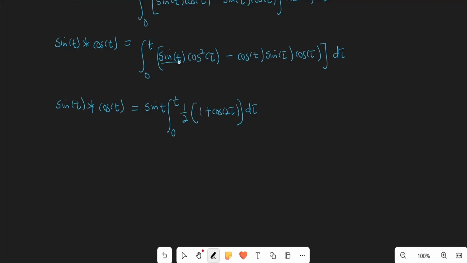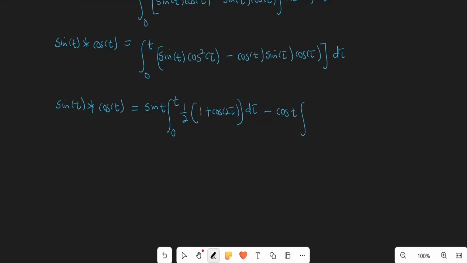So this one is a constant which is here, and now cosine square of tau from the double angle identity can be written as this. Nothing special here. And now minus the next integral, which one is a constant here. So cosine of t is a constant here because it has nothing to do with tau. So cosine of t, like this.